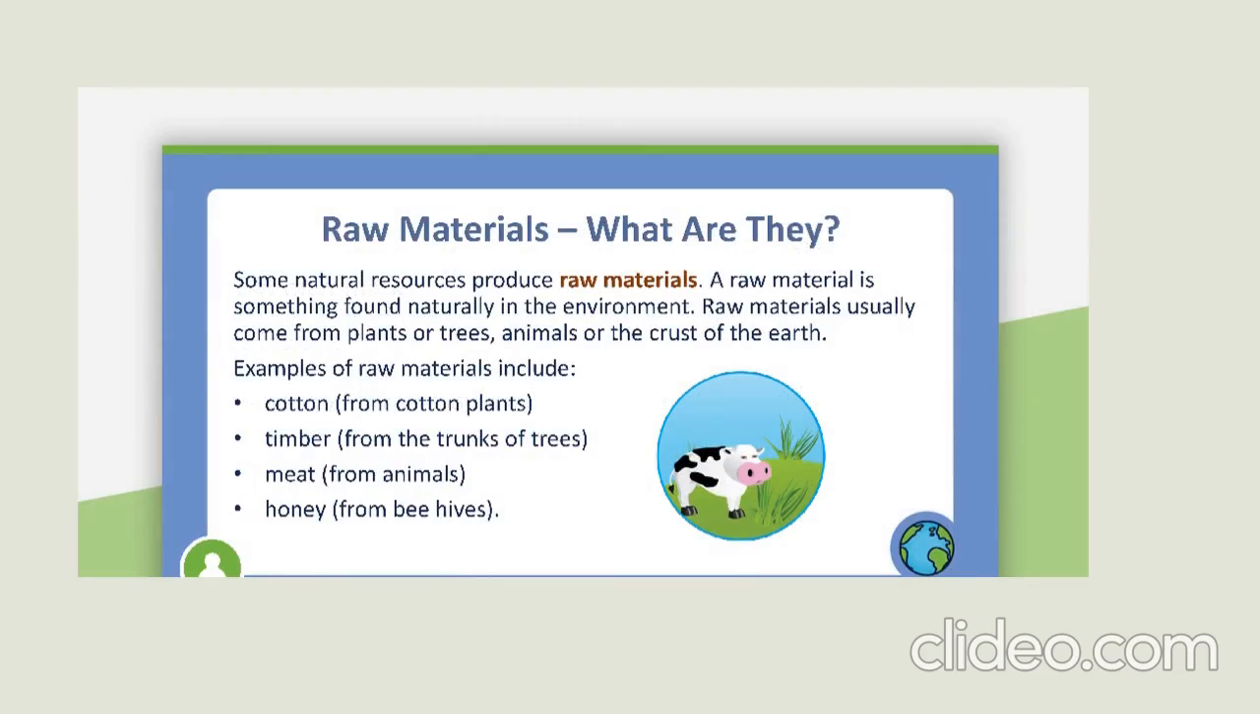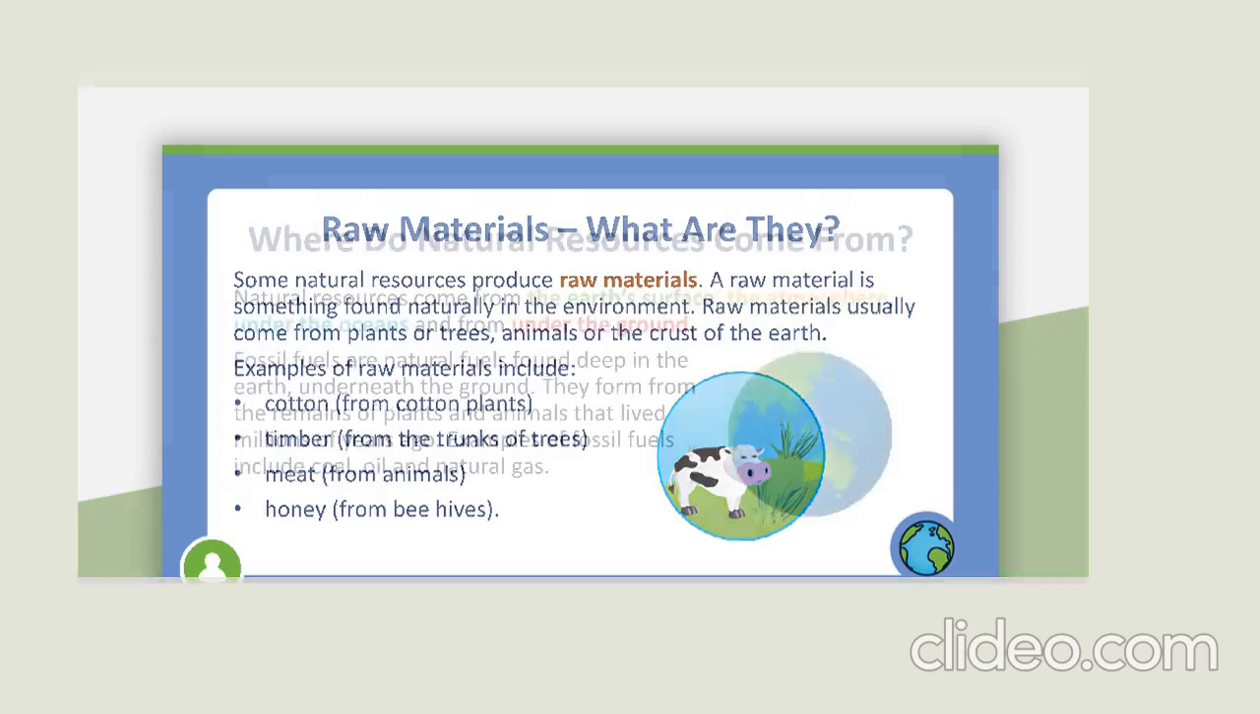So the question that arises in our mind is, what are raw materials? Raw materials are something found naturally in the environment. They usually come from plants, animals, or the crust of the earth. For example, cotton comes from the plant and is used to make clothes, whereas timber comes from trees and is used to make furniture and other things. And meat comes from the animals that we eat, and honey comes from honeybee hives.